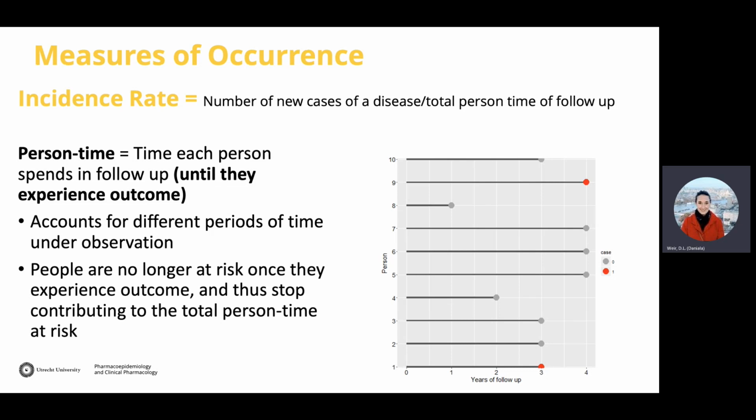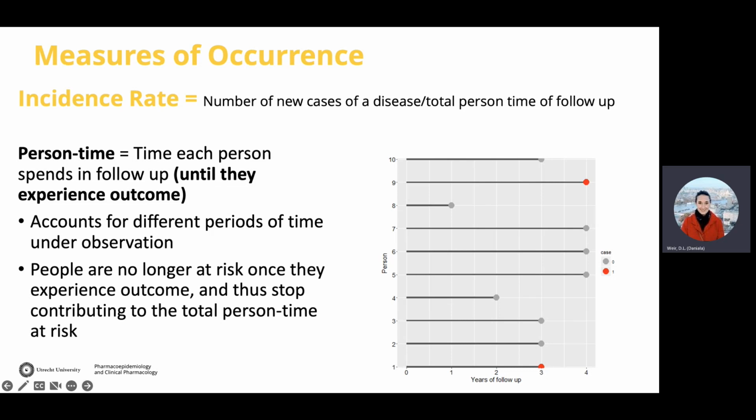So we assume that people are no longer at risk of the particular outcome or disease that we're looking at once they experience the outcome, and thus they stop contributing to the total person time at risk. So this is just an example of following an individual forward in time, and then they experience the event of interest.